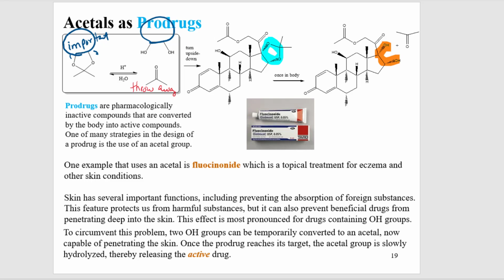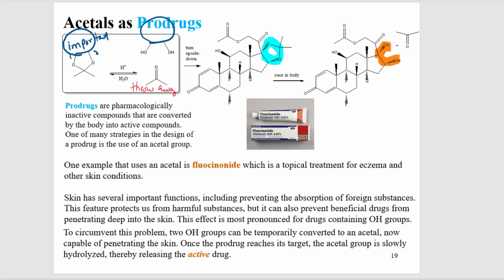Alcohols are prone to acid-base chemistry. And if you have two alcohols right next to each other, you can actually protect them as an acetal using a throwaway like acetone. And that's exactly what, in this case, this drug is doing. So inactive compounds that are converted by the body into active compounds are what prodrugs are. Prodrugs are delivering a molecule to your body in a protected form, knowing that once it's in the body, the conditions in our body, maybe acidic and aqueous, will convert it to the drug that is active and needed.